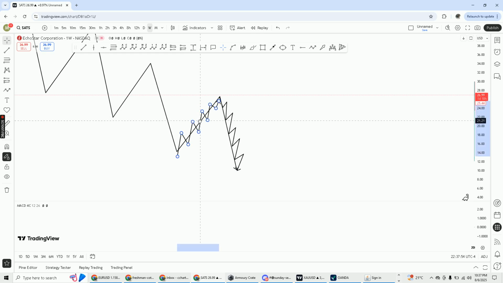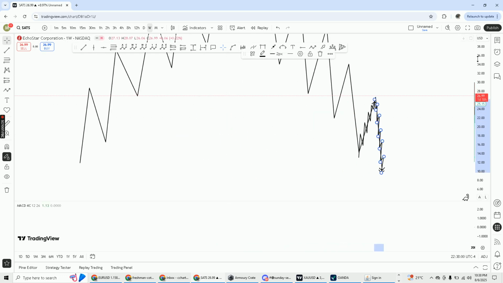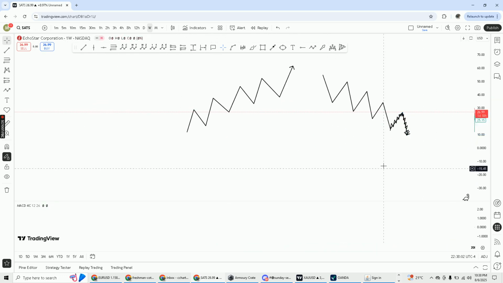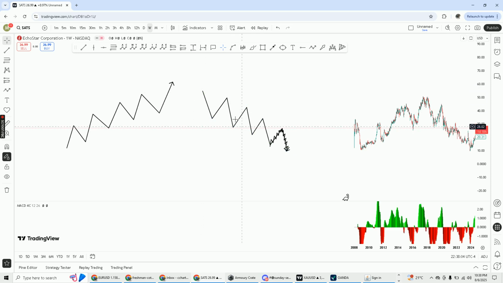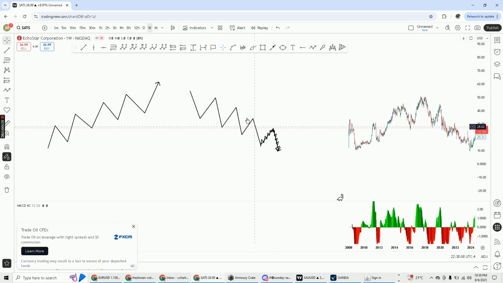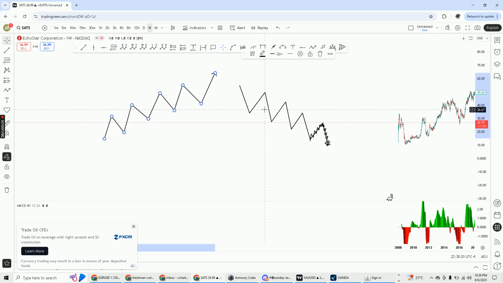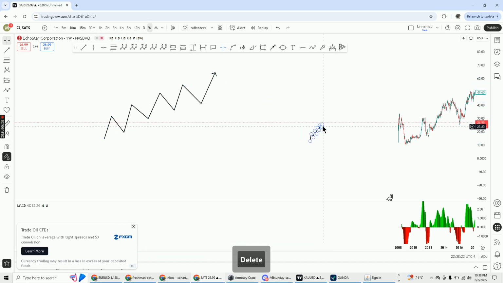So this is what you'll see on a lower time frame, like this. And when I zoom out, that's exactly what you'll see. Even within these little ones, you're going to see the same pattern repeat itself again and again. So I hope you understand that. I don't have a drawing tool here, but that's okay. So this is an uptrend. This is a downtrend. That's it.